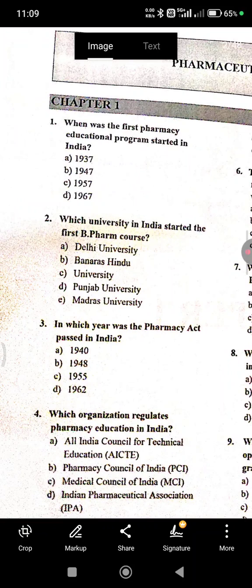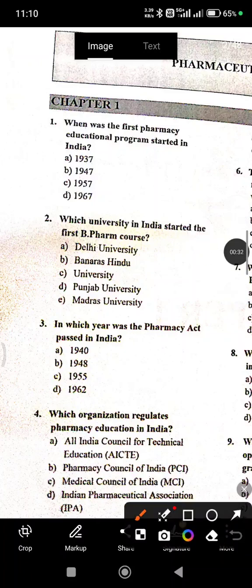When was the first pharmacy educational program started in India? The answer of this question is option number B, 1947. Let's go to question number 2.